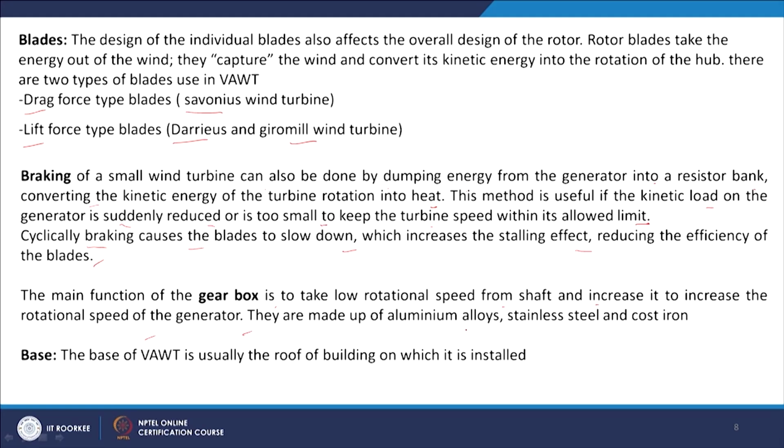They are made up of aluminum alloys, stainless steel and cast iron. And the base is the roof of the building on which it is installed. As you know, the height required for these machines is less than that of the horizontal axis machines.